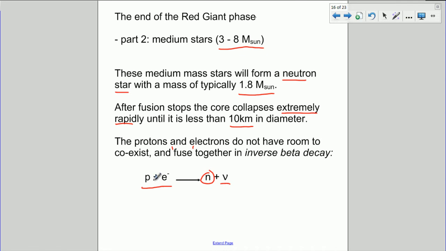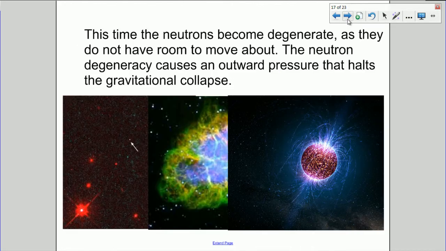Because they don't have any room to coexist, they're pushed in together and they fuse together to become a neutron, which is why it's called a neutron star. And once the neutrons all start to get pushed together, that causes an even larger force, which we call neutron degeneracy pressure. So the neutrons become degenerate. They have no more space, they run out of room, and they push up against each other, causing another outward pressure called neutron degeneracy pressure. And that causes another outward force that halts the collapse.